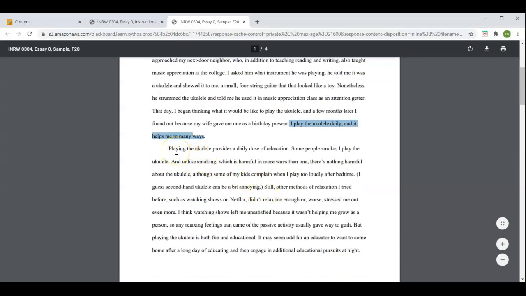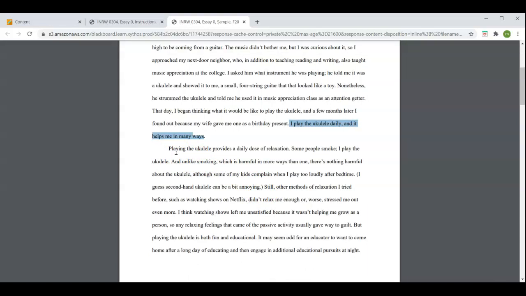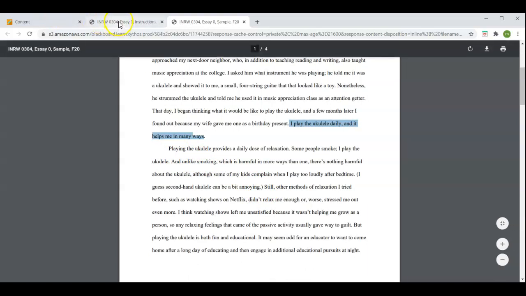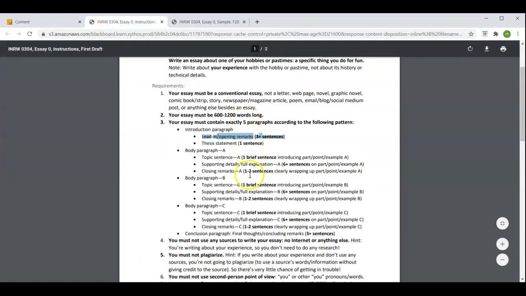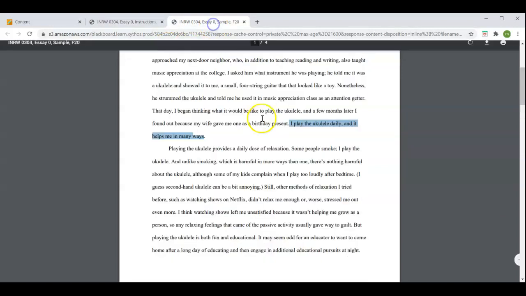Now, where are the 3 things? They're going to be very obvious in the first sentence of each body paragraph. If you'll notice this structure right here, structure meaning the way it's built, put together: topic sentence, which is 1 brief sentence, 6 sentences of details, and 1 or 2 sentences as the closing remark for each paragraph. That's different than the introduction, right? It didn't have that structure. So that's what I did.